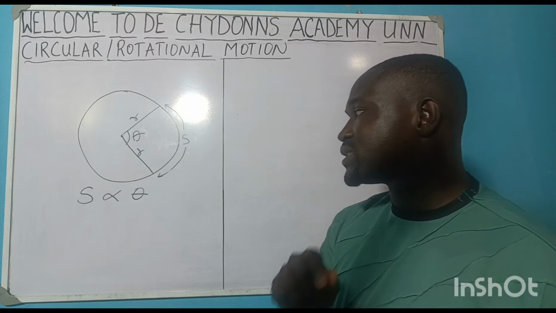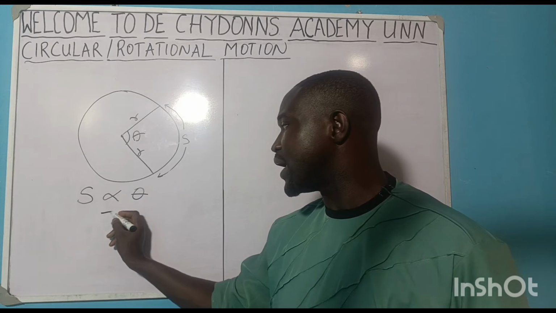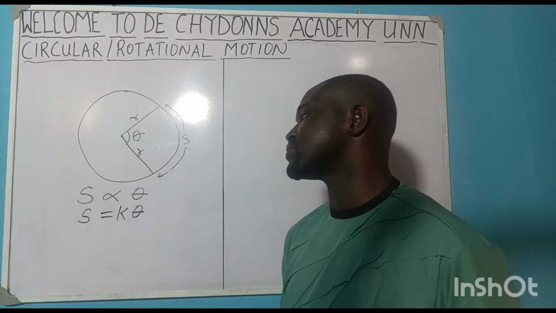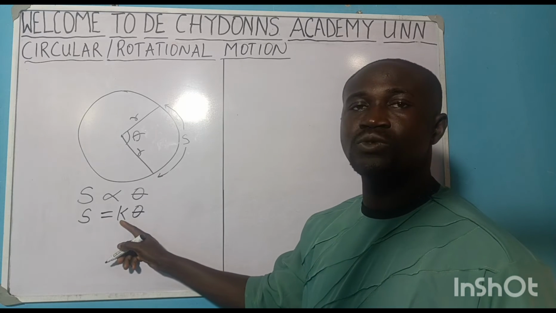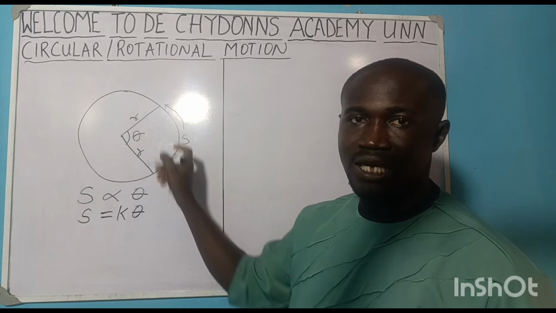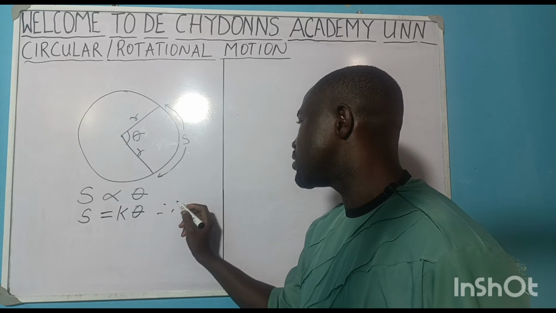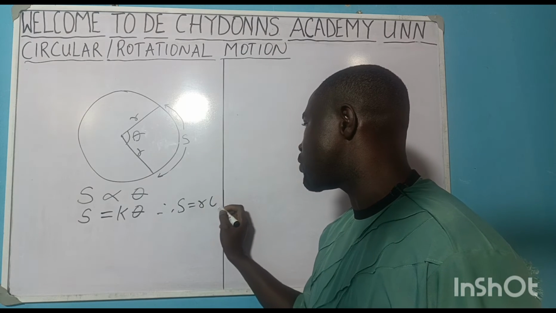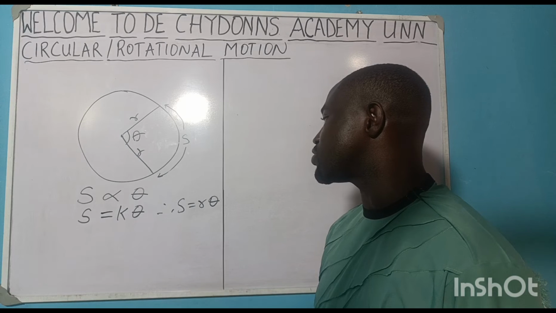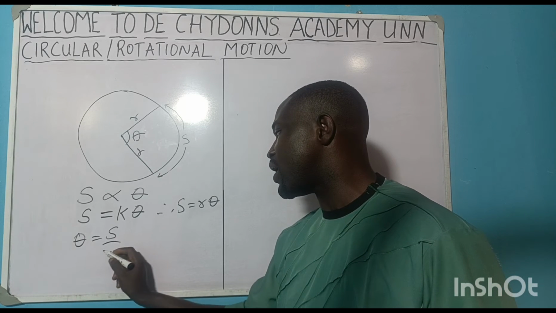Now, we also say again that the sign of proportionality is the same thing as equals to k. So we have k theta equals s. What is the constant we are talking about? It is the radius. Radius is always constant in this circle. And so we will be having s equals r theta. Making theta the subject of the formula, theta will be equal to s over r.